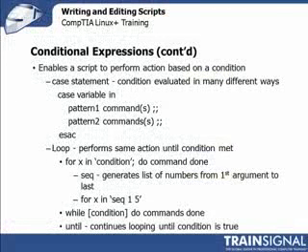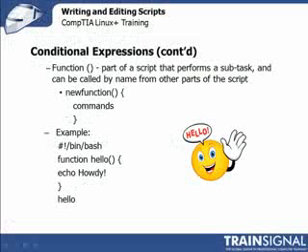Let's take a look at another conditional expression, functions, on the next slide. The last of the types of conditional expressions that we'll cover is functions. Functions are part of a script that performs a specific subtask and can be called by name from other parts of the script. Functions are represented by parentheses, and they have commands enclosed in curly braces. Let's try out a script with a function. Let's switch back to our terminal window.